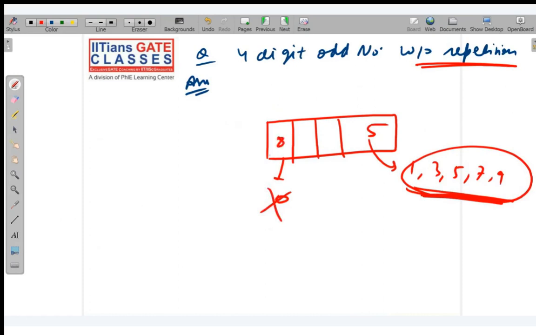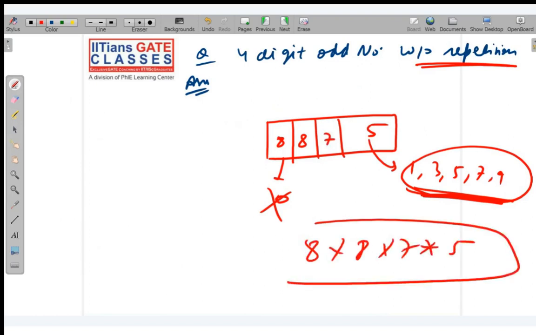So how many possibilities? 8 possibilities are here. Okay, now here how many possibility? One number gone here, one number gone here. So total 8 possibility again, and here 7. So answer is 8 into 8 into 7 into 5. That is the answer. Okay, yes. Please take snapshot. I will jump to the next slide now.